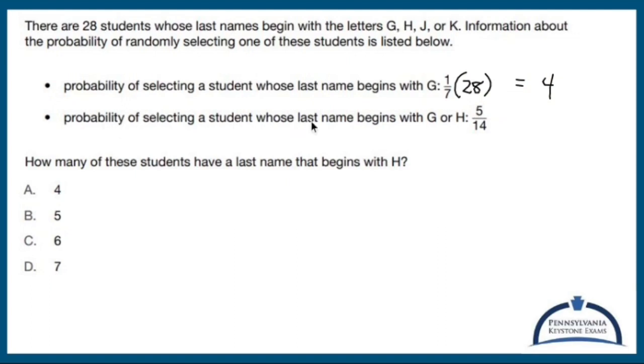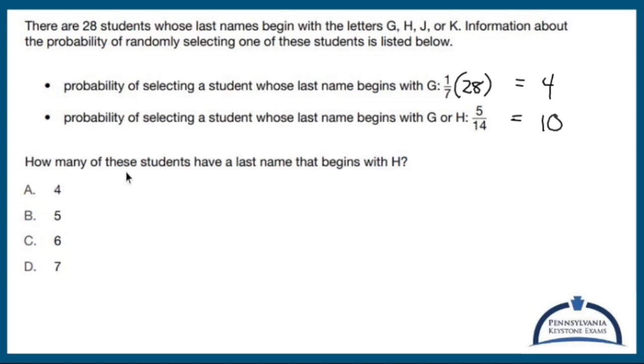The probability of selecting a student whose last name begins with a G or an H is 5 over 14. So if it's 5 over 14 and there are 28 students, that means 10 of them have a G or an H. How did I do that in my head? Well, 14 is half of 28, so if you double 14, you have to double 5 too. So 10 have the last name of G or H.